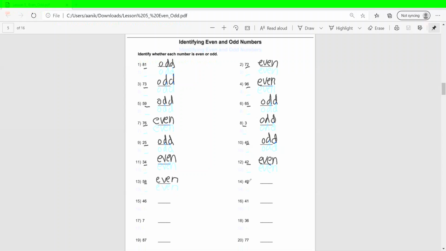49 ends in a 9, so odd. 46 ends in a 6, so even. 41 ends in a 1, so it's odd. 7, odd. 36 ends in a 6, so it is even. 87 ends in a 7, so odd. 77 ends in a 7, so it is odd.